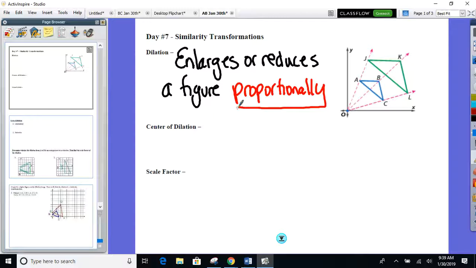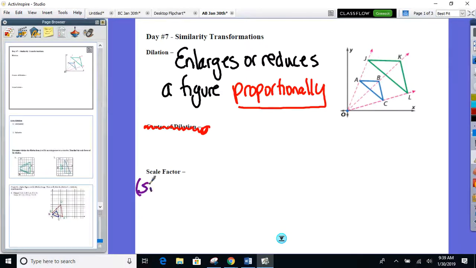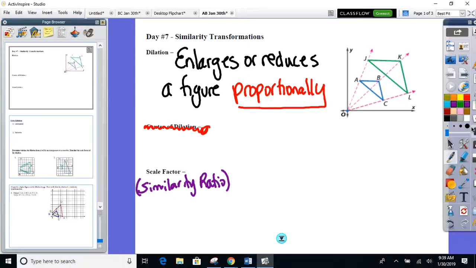Center of dilation, I wouldn't be too concerned. You know what? Just cross it out. We're not concerned about those. It's just where I dilate around. Scale factor, oh yeah, you're going to be concerned about that. I've been using a different term this unit, similarity ratio. But be familiar with both because you're probably going to see scale factor on tonight's homework.